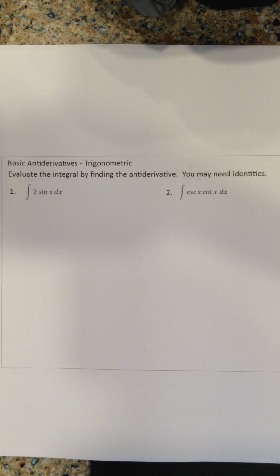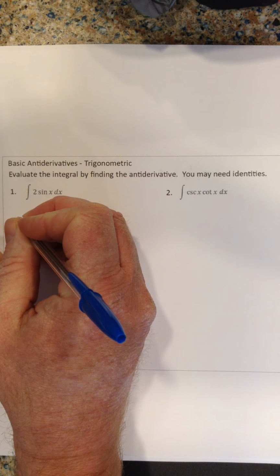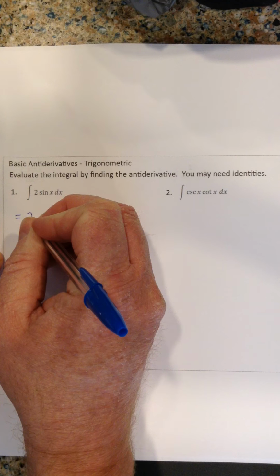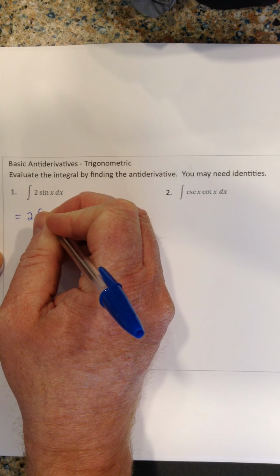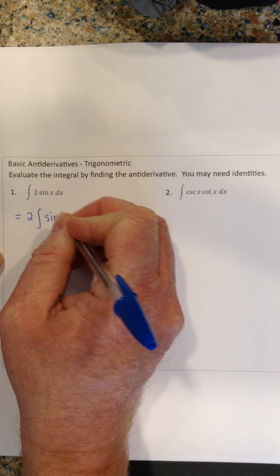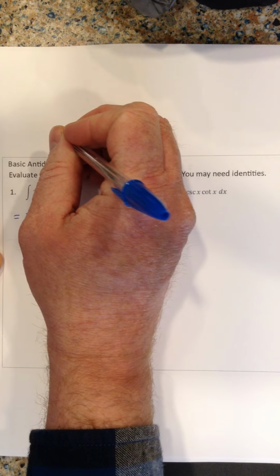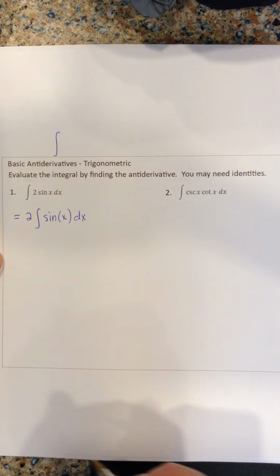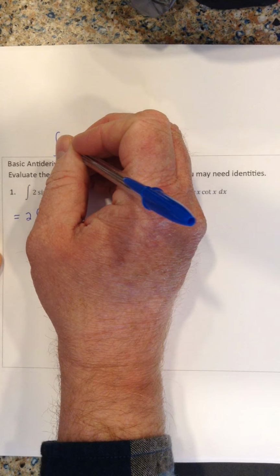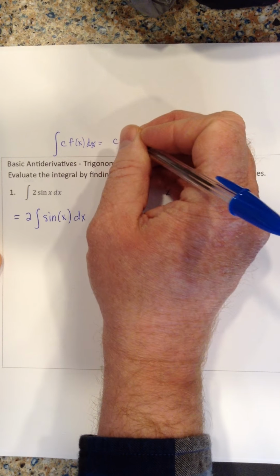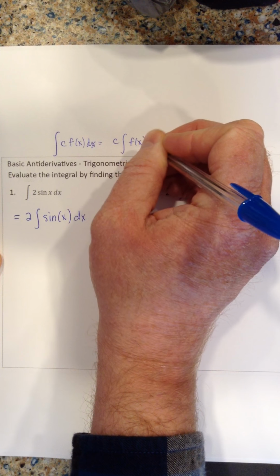Okay, basic antiderivatives, trigonometric. So first off, what I need to do is apply a rule that's true for limits or derivatives, which is move the constant outside the integral. So I get 2 times the integral of sine of x dx, okay? And that's a rule that's true because of integrals or antiderivatives being a limiting process. The integral of c times f of x dx is equal to c times the integral of f of x dx.